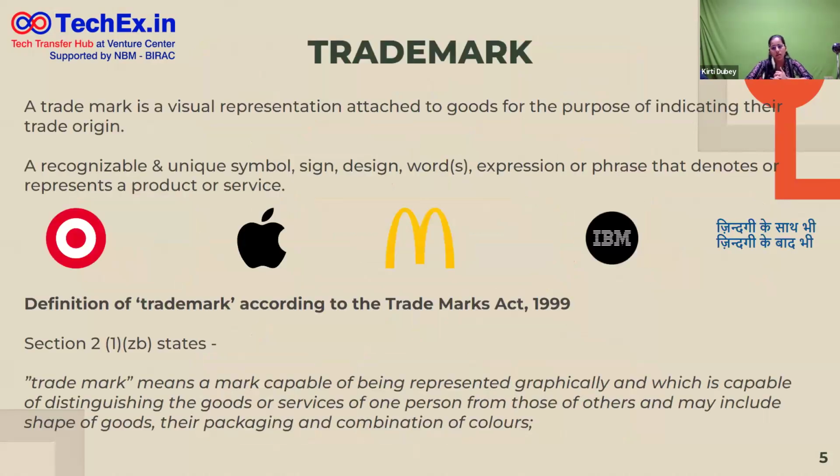Now a trademark is something which can be graphically represented according to the Trademark Act, and something which has the capability of distinguishing the goods or services of a business. So, of your own business, it should be able to distinguish you from some third party. A trademark may include the shape of goods, a color combination, a word, a design, a unique symbol as such. You can see many examples of the same on the screen.